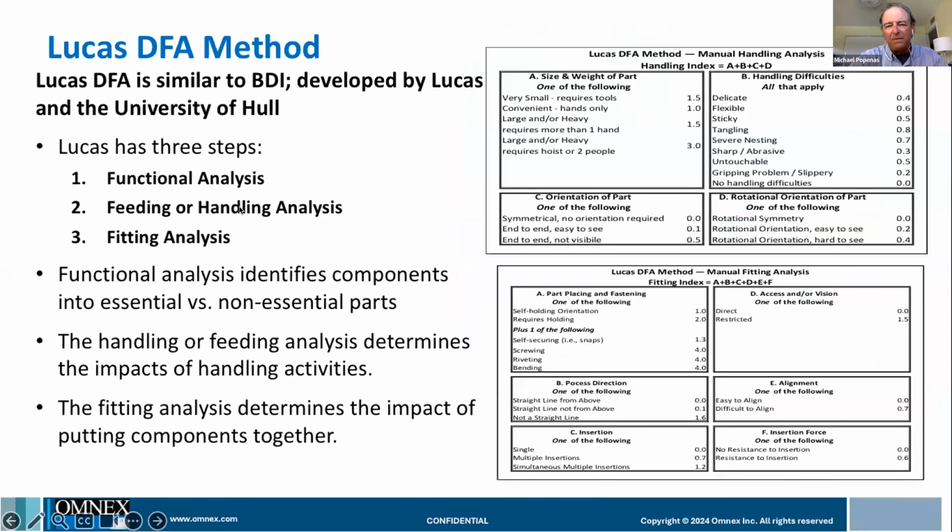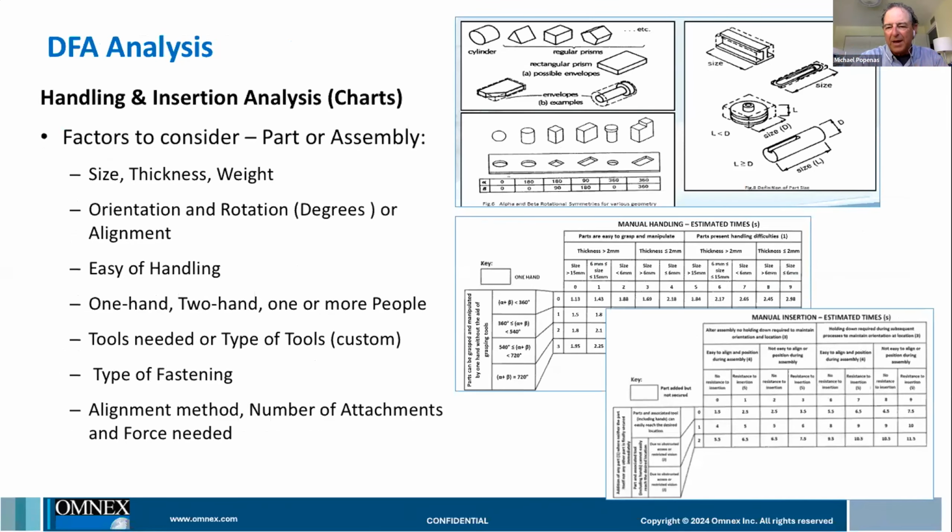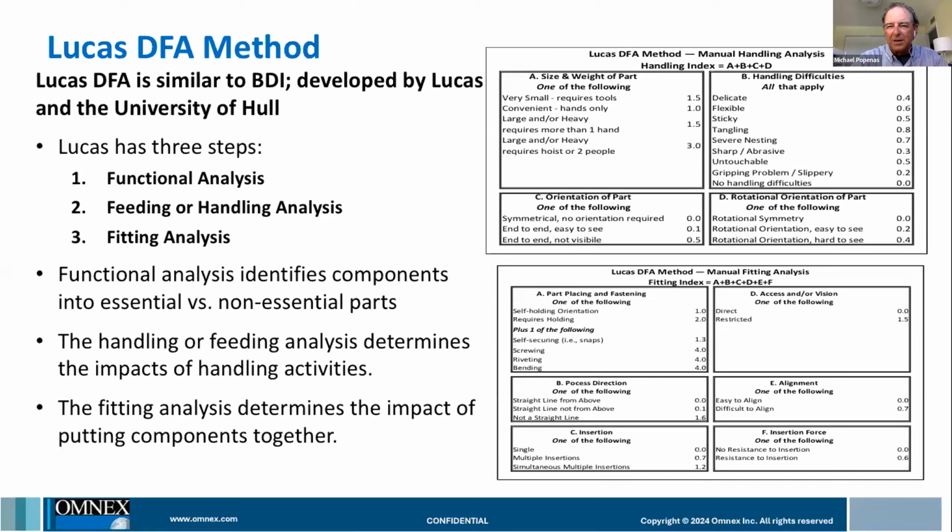The other method is the Lucas method, very similar to Boothroyd. It takes the assembly process and breaks it into two parts: feeding and handling, looking at the orientation you have to get the part into in order to assemble it, and then the assembly process itself. Lucas is more a relative complexity, or difficulty, whereas Boothroyd is actually times. Lucas gives levels of difficulty for different sizes and weights versus other weights and sizes, and the same for the assembly method itself.